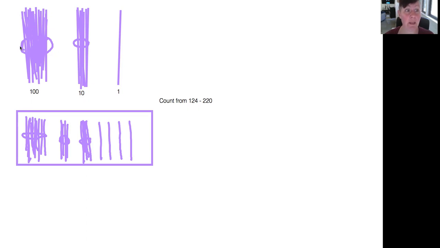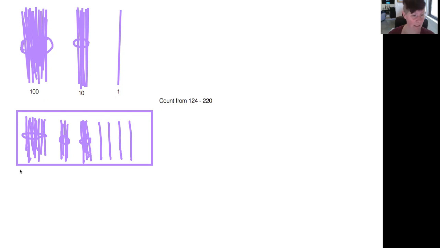this would be a bundle of 100 straws. Notice that it's the biggest one, and I wrote 100 below it. And then here you have a bundle of 10 straws. So I wrote a 10 below it. And then here you have one single straw. So I wrote a 1 below it.